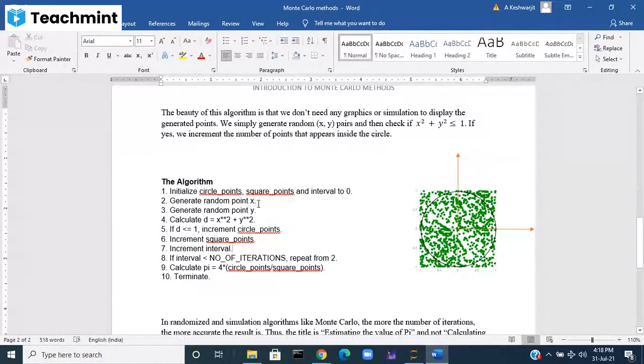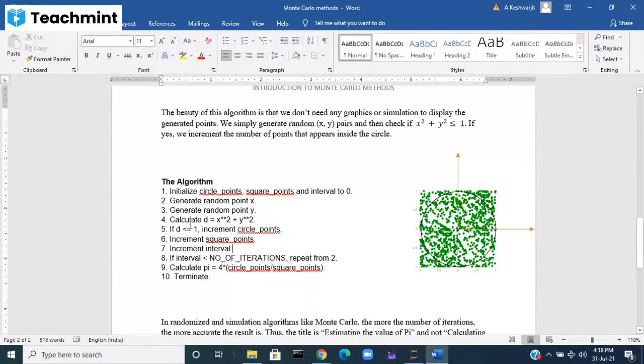Suppose x is 0.5 and y is 0.3, then along the x-axis I will move 0.5 length, and along the y-axis I will move 0.3. So the point would lie somewhere here. So we generate a random number and assign it to x. Then a second random number we generate and assign it to y.